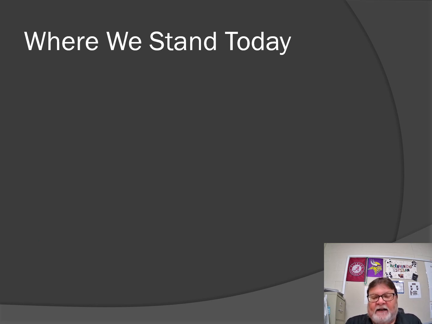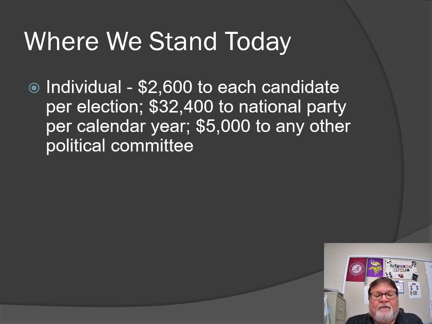All right, so where we stand today, the last slide for this part of the unit. Individual, $2,600 to each candidate per election. An individual's maximum of $32,400 to a national party per calendar year, and $5,000 to any political committee. That is the restrictions for individuals as of the current law of the United States. Now, that individual and that national party number is subject to inflation, so it could change a little bit. So this is approximate. So maybe next time around it might be $2,700 or something like that. It's tied to inflation.